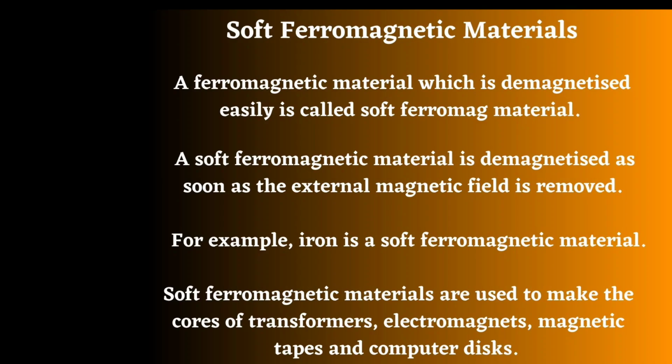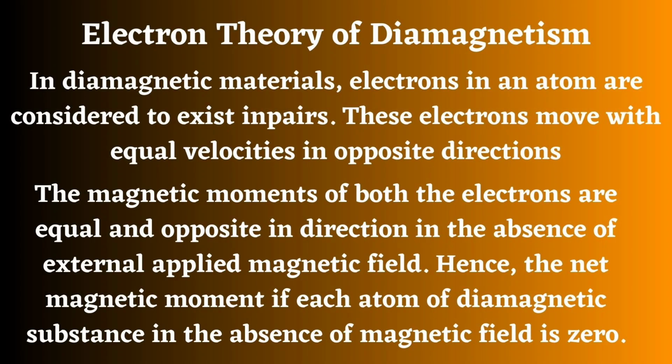As the name suggests, soft ferromagnetic materials are those which are demagnetized easily. So a soft ferromagnetic material is demagnetized as soon as the external magnetic field is removed. For example, iron. These are used for various purposes, to make the cores of transformers, electromagnets, magnetic tapes and computer disks. So why does the diamagnetic material behave in such a manner?